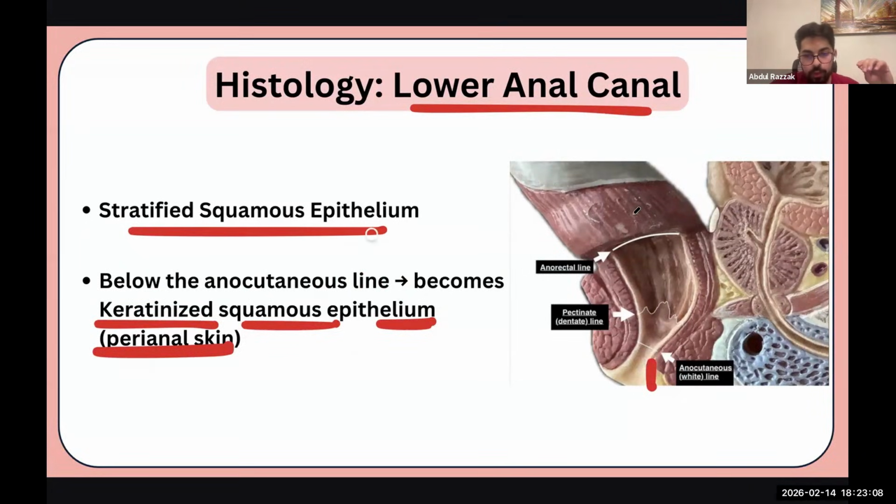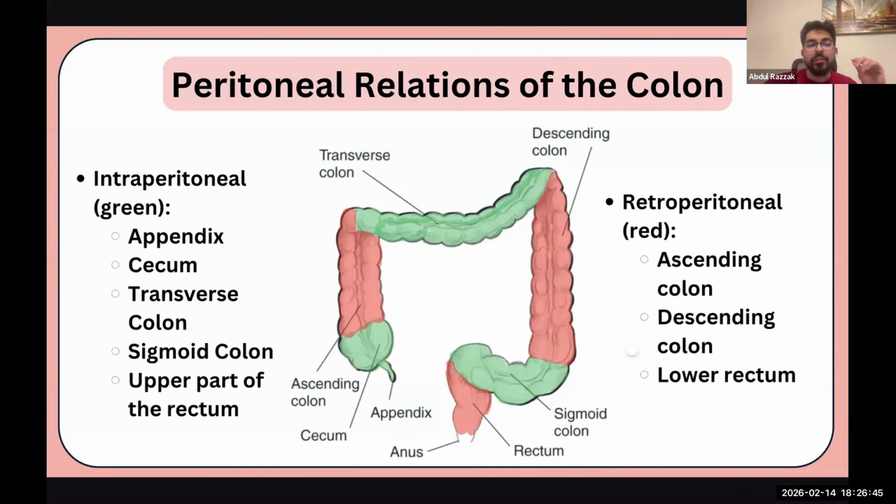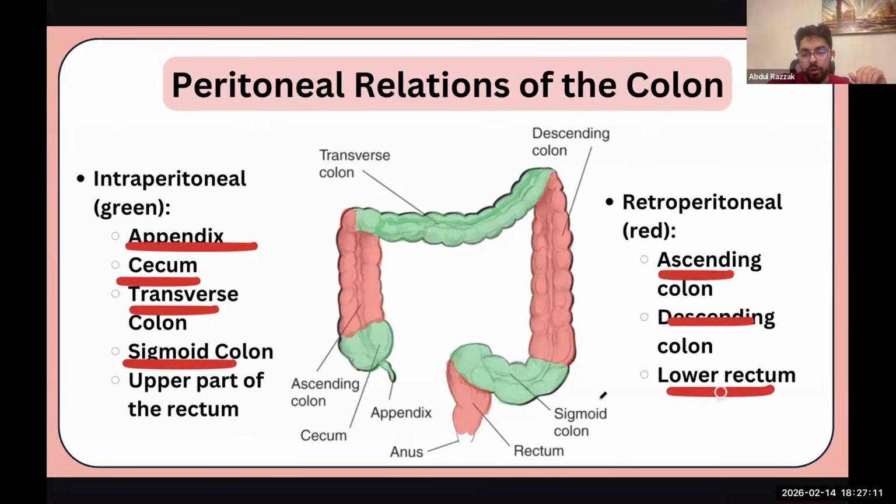So all of those organs that have a mesentery are intraperitoneal organs, including the appendix, cecum, transverse colon, sigmoid colon, and only the upper part of the rectum. The upper part of the rectum is covered by the mesentery of the sigmoid colon. It kind of extends and takes a small portion of the rectum with it. All the other organs are retroperitoneal. They are only covered by peritoneum from the front, which includes the ascending colon, descending colon, and the lower rectum.